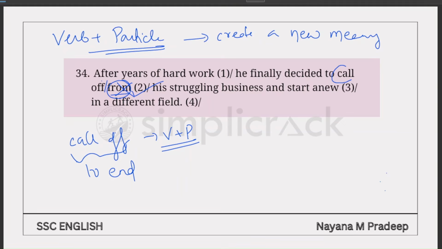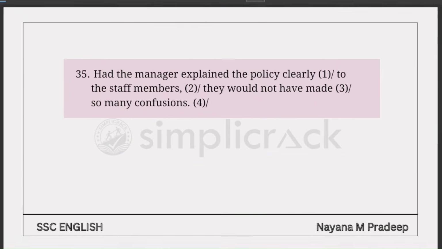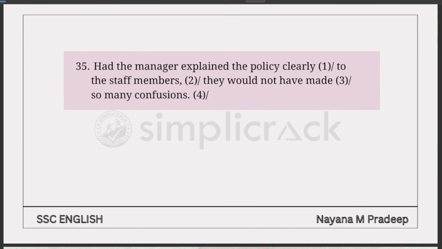Okay. Next question. Had the manager explained the policy clearly to the staff members, they would not have made so many confusions. What is the error here? Which part contains the error? The error is in part 4.